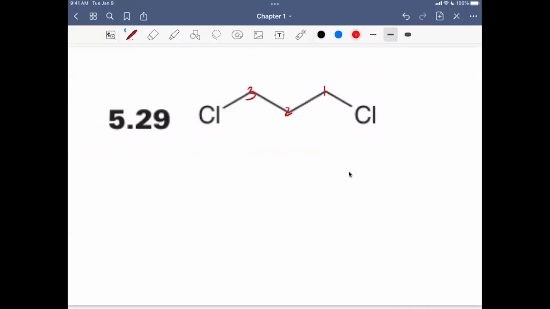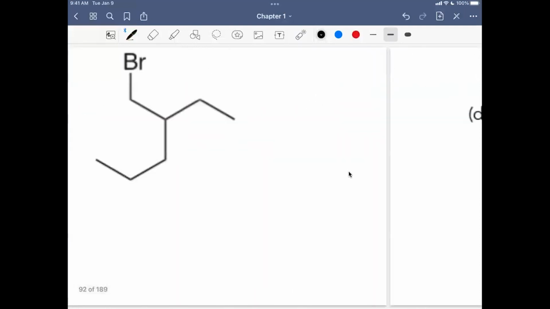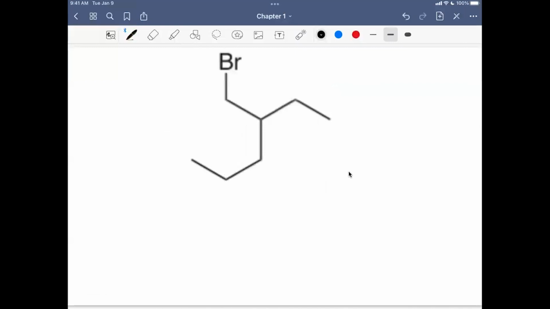So for this one, our parent is a propane, because we have 3 carbons, and we have a 1-chloro, and we have a 3-chloro. So in our name, we can do 1,3-dichloropropane, and that's the name there. I believe we have a couple more for names. Hopefully this one makes sense.